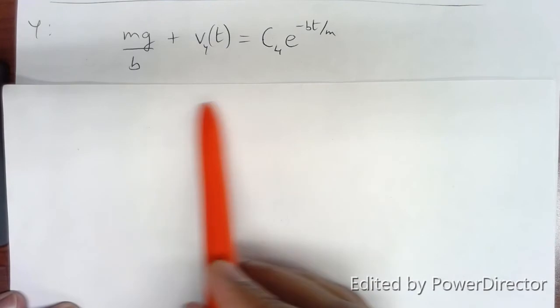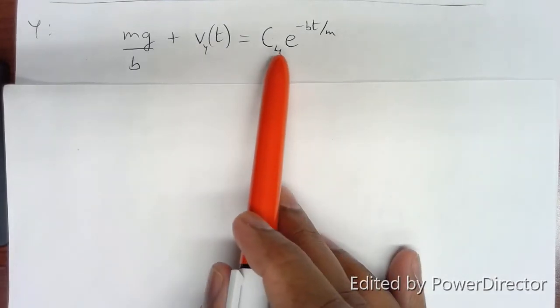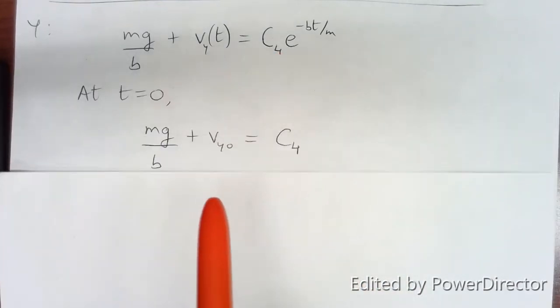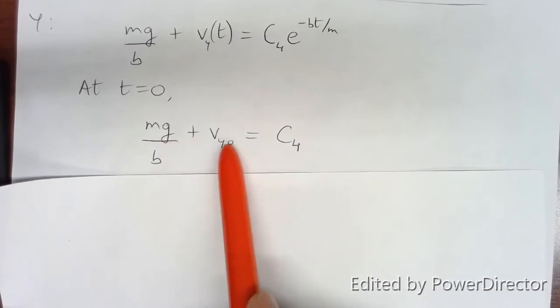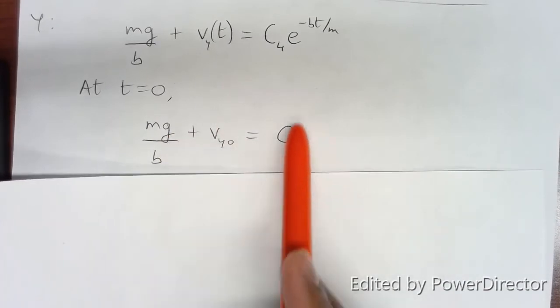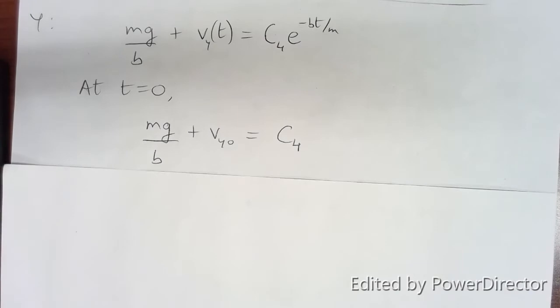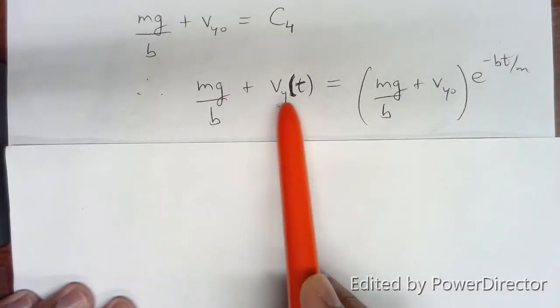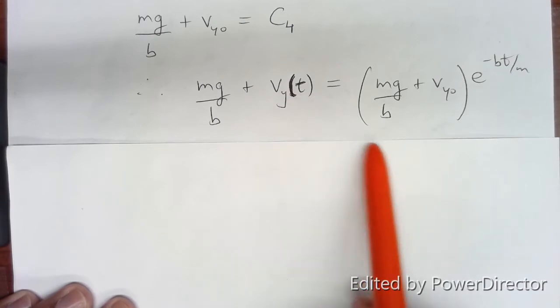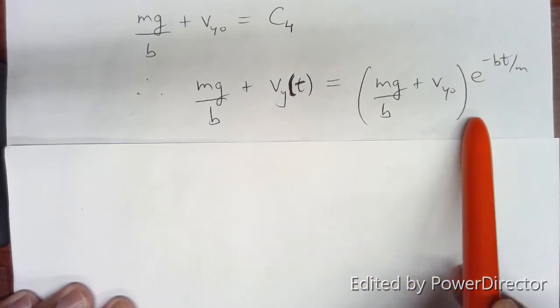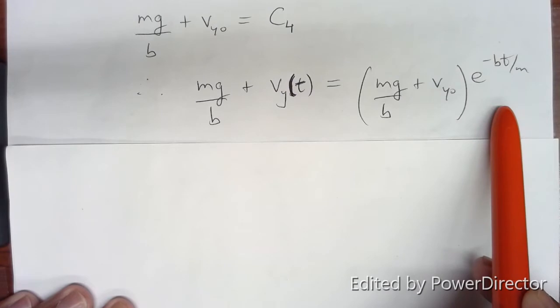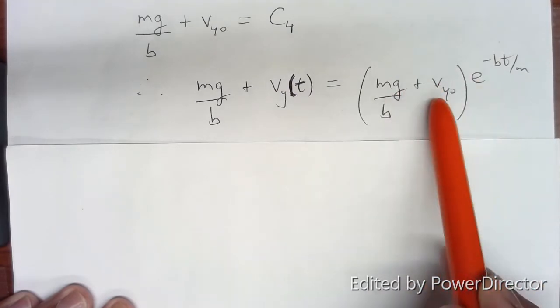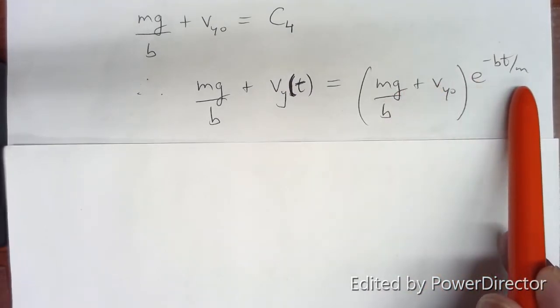We proceed along similar lines in the y direction. We would like to determine the constant c4. Again, we look at initial conditions. At t equals 0, we get mg over b plus initial velocity in the y direction equals c4. So that fixes c4. And we can rewrite our solution. We have mg over b plus vy as a function of time is equal to mg over b plus vy naught, the whole term in parentheses, times e to the minus bt over m.